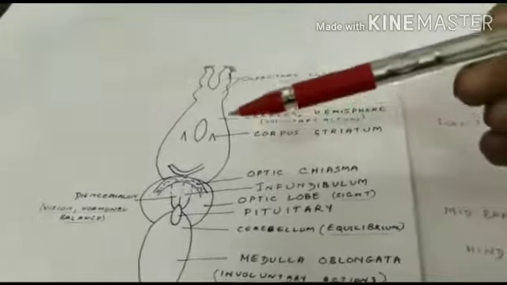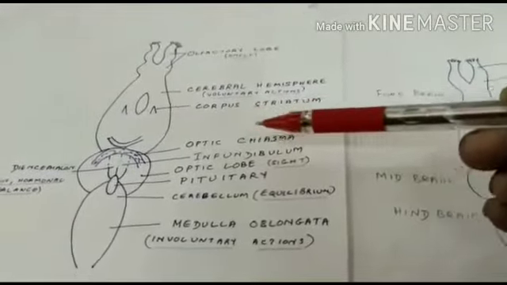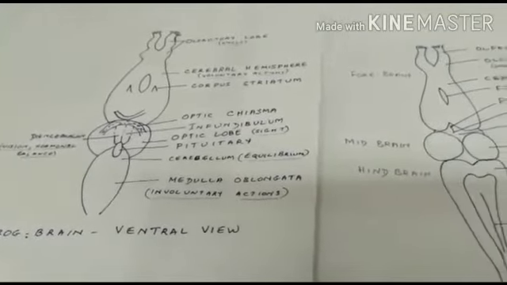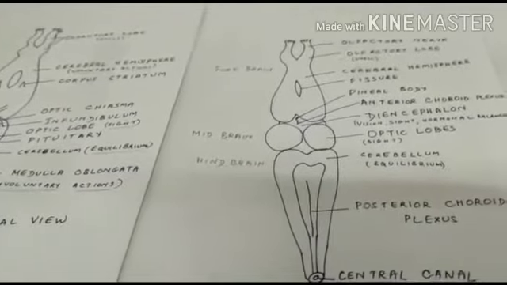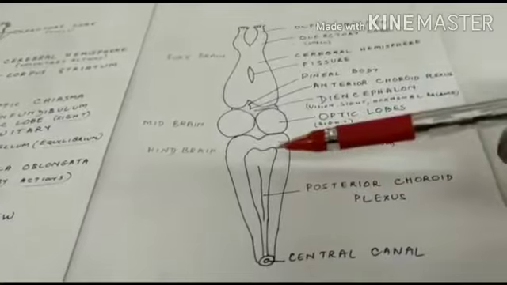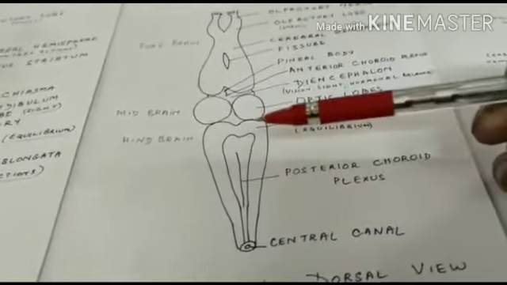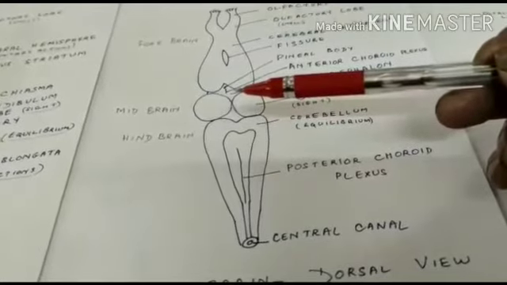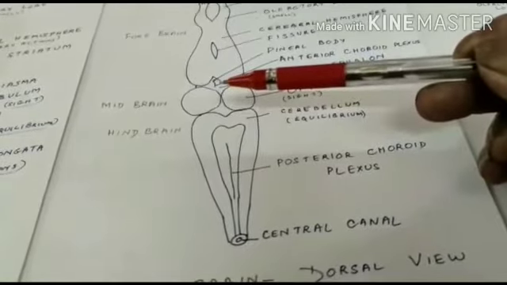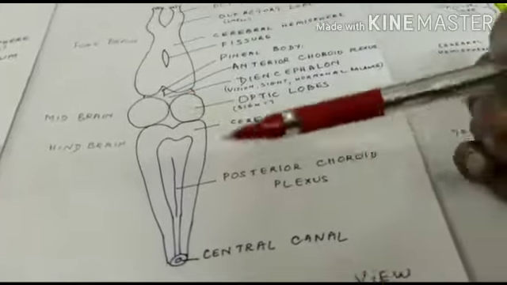And within the lateral ventricle are certain thickenings which are referred to as the corpus striatum, and these can be observed in the ventral view. The cerebral hemisphere opens into the diencephalon by the foramen of Monro, which is a tiny passage between the cerebral hemispheres and diencephalon.